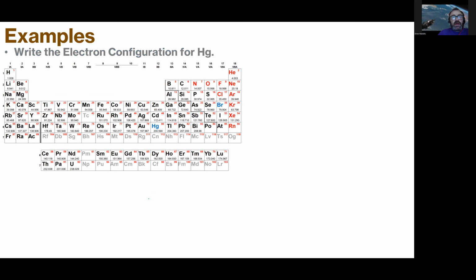Mercury, Hg, purple. Okay, so we've got to find Mercury. There he is, way down here. We're going to do the same thing we just did, but we're going to count from the beginning and go to Mercury. We should get to 80 electrons.